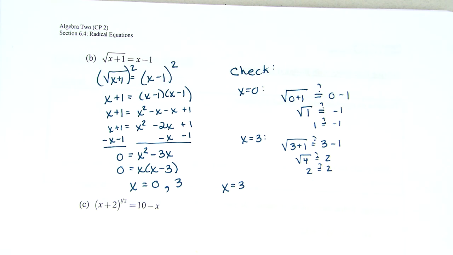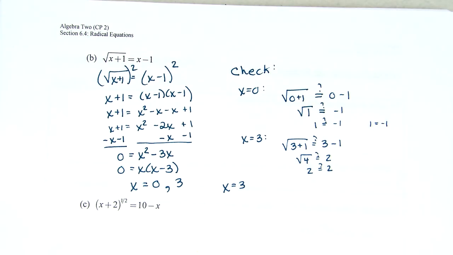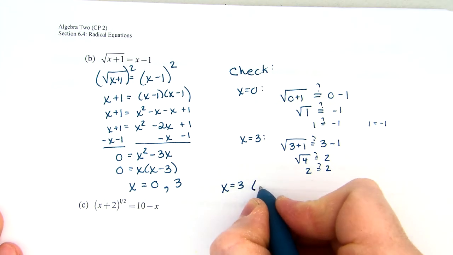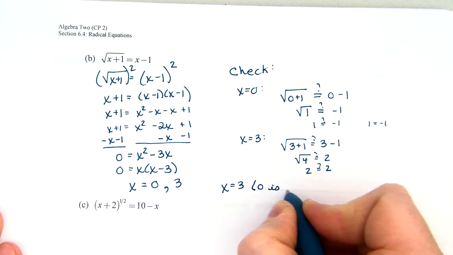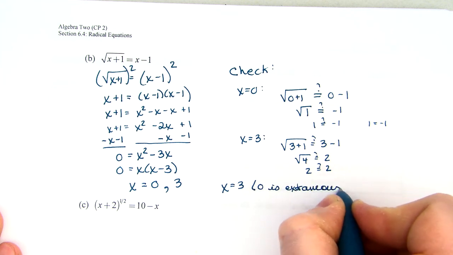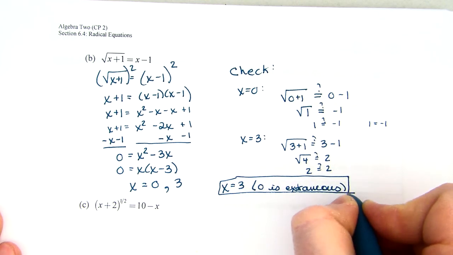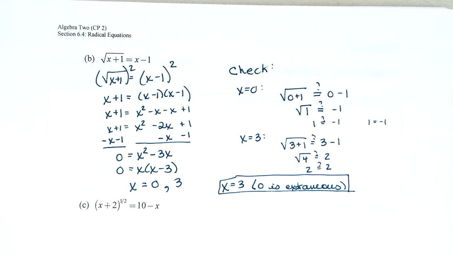0 didn't work, right? You got 1 equals negative 1. I do need to just show in the answer. I got it. I considered it. I ruled it out. So I'm going to say my answer is x equals 3, and 0 is extraneous. x equals 3, 0 is extraneous.